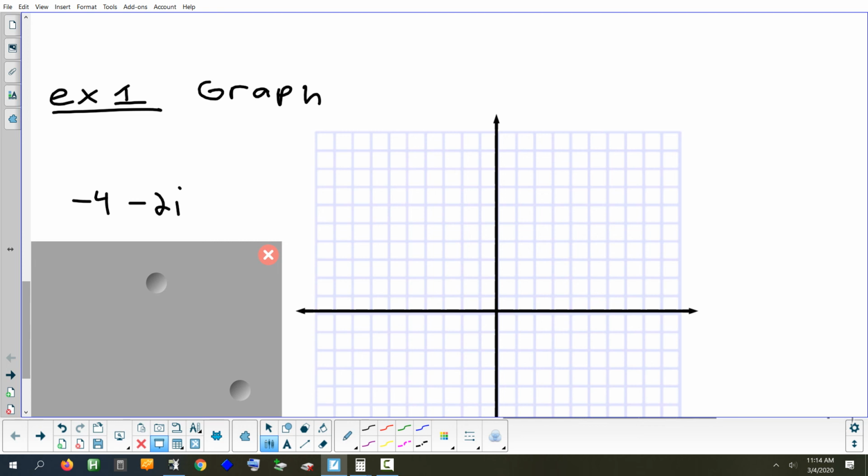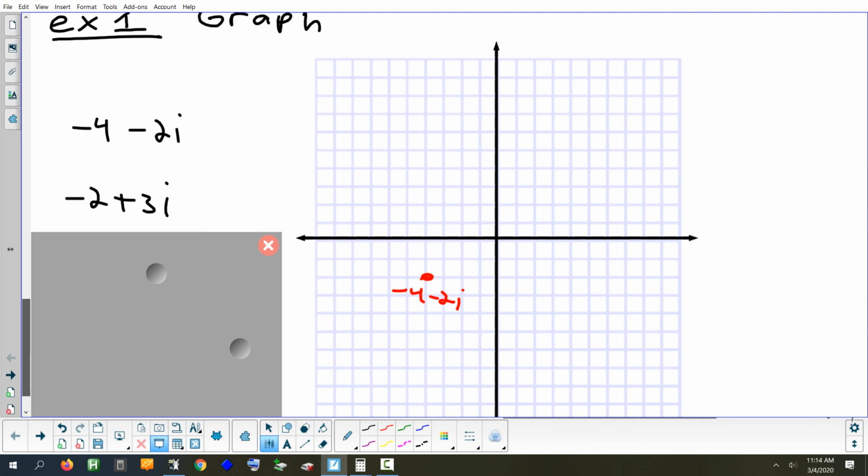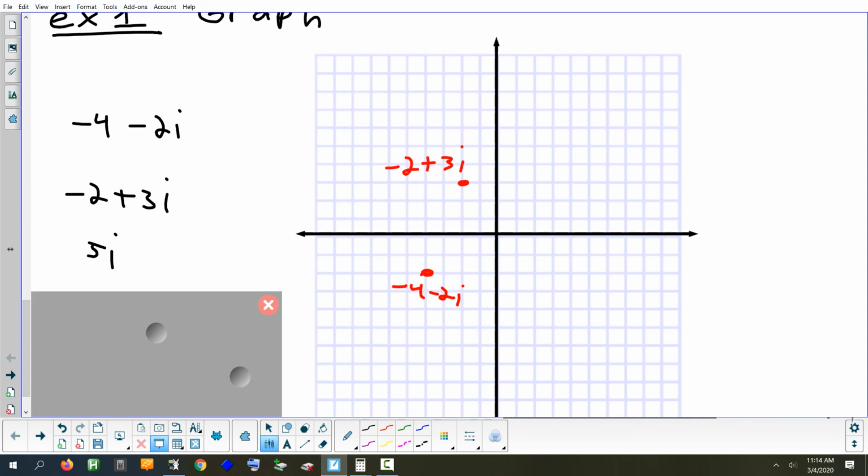So starting from the origin, how would I graph -4 minus 2i? How about Derek? It's going to end up in quadrant 3, so you go 4 to the left. Yep. Down 2. So that's -4 minus 2i. Yep, that's it. Scott, how about -2 plus 3i? Go to the left. Yep. That's -2 plus 3i.